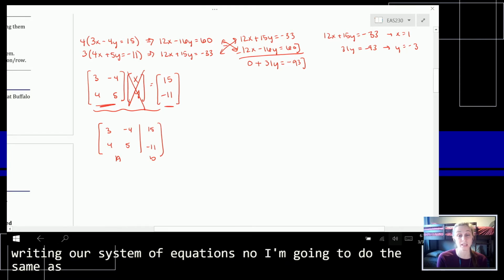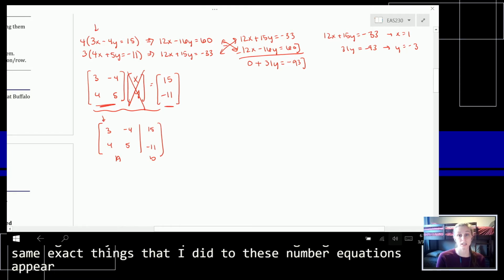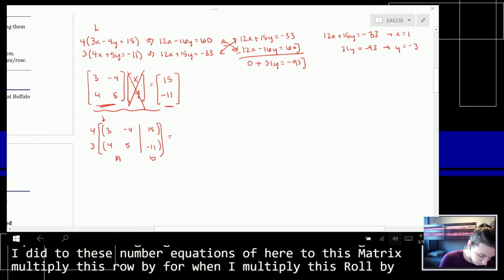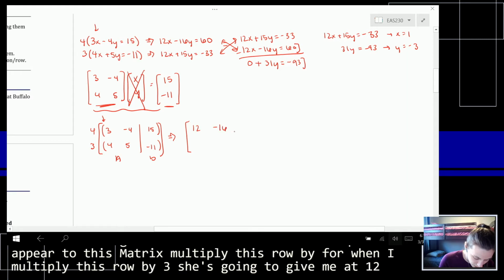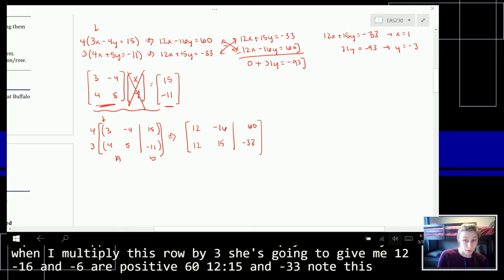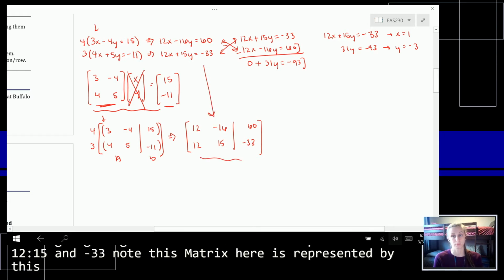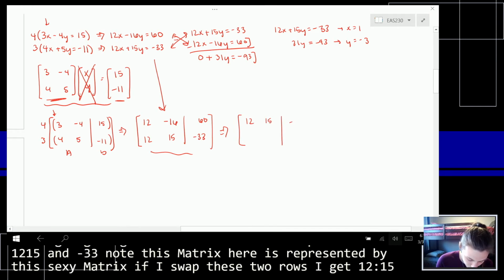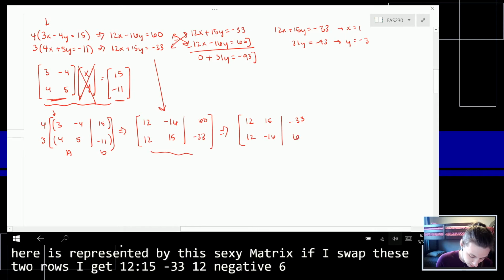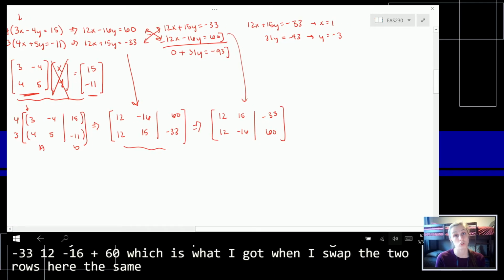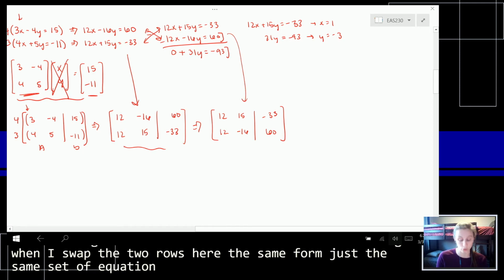Now I'm going to do the same exact things that I did to these equations up here to this matrix. So I'm going to multiply this row by 4. I'm going to multiply this row by 3. This is going to give me 12, negative 16, and positive 60. 12, 15, and negative 33. Note, this matrix here is represented by this. It's that same matrix. If I swap these two rows, I get 12, 15, negative 33, 12, negative 16, and 60, which is what I got when I swapped the two rows here. It's the same form, it's the same set of equations, it's just now in my matrix form.